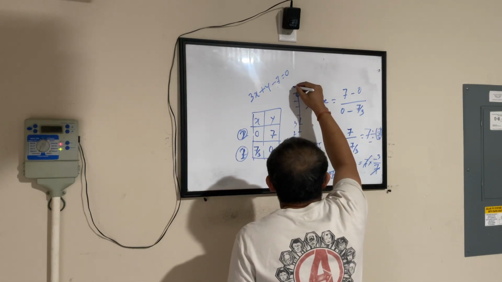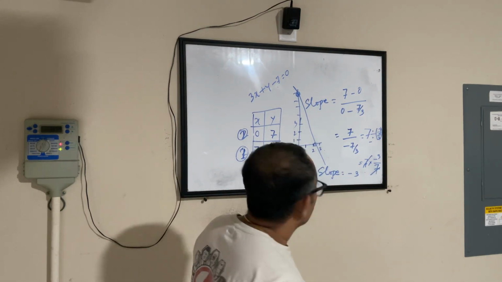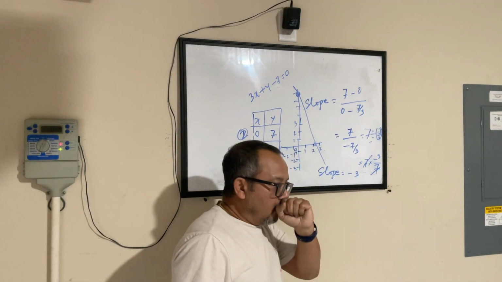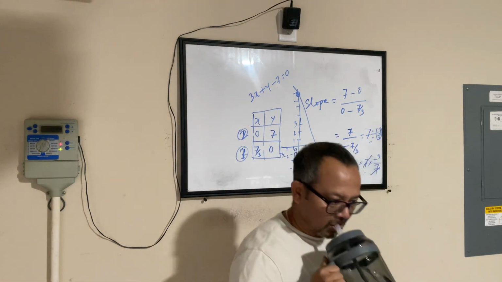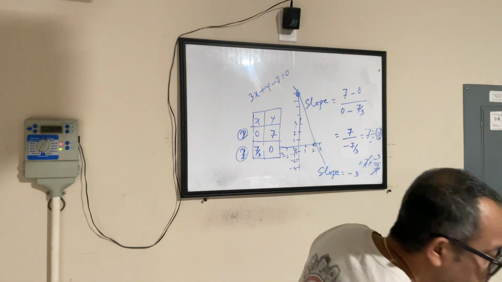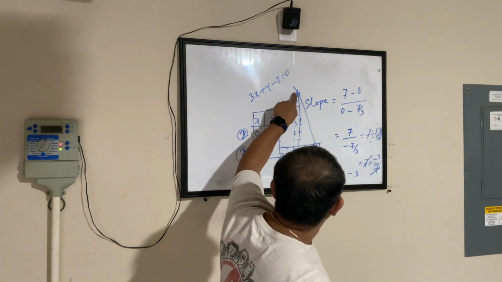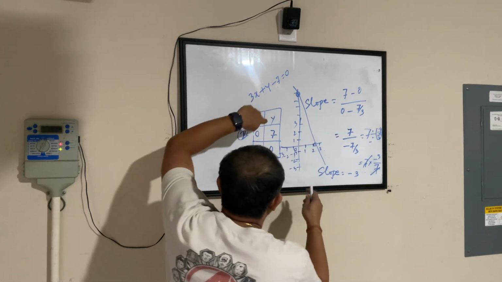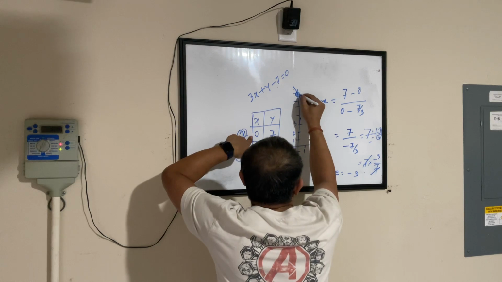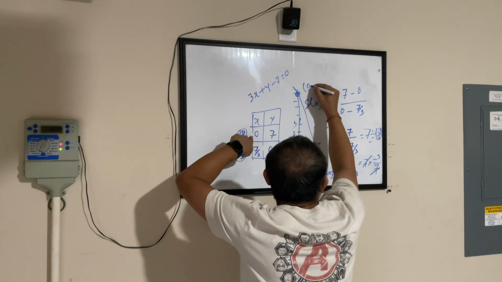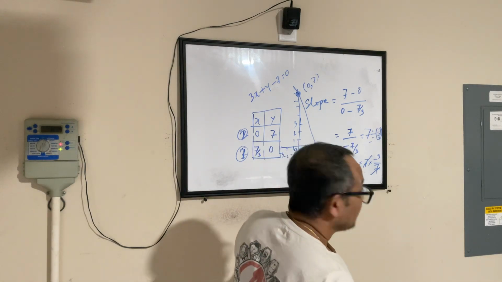Join these two. So now one thing you would have noticed here is, because I got a point 0 and 7, it is cutting the y-axis at this point. Correct?